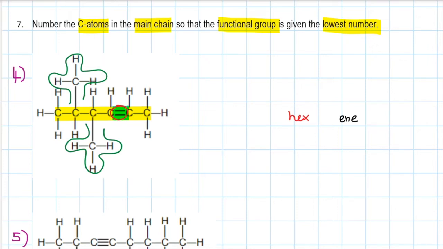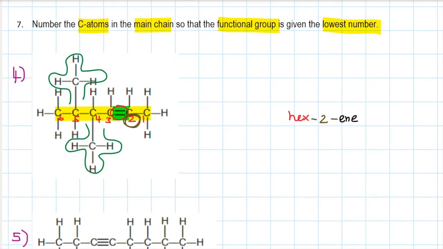So we're going to start numbering from the right-hand side. We have carbon 1, 2, 3, 4, 5, and 6. It is clear that the functional group falls on carbon number 2. Therefore, in the name we say hex-2-ene, where the 2 refers to where we can find the double bond.